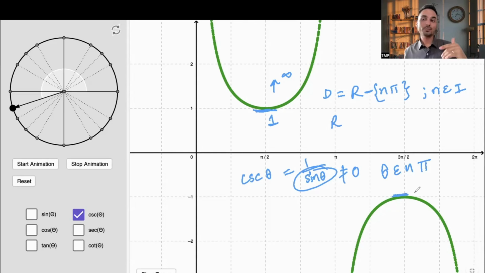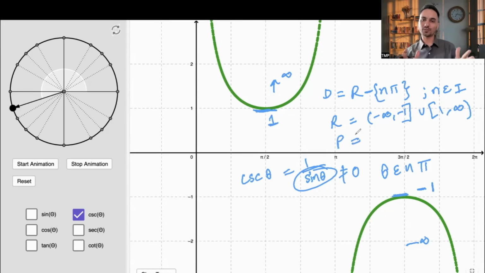The maximum negative value it takes is -1, and then it goes to minus infinity. That means the range of this function is minus infinity to -1 union 1 to infinity.